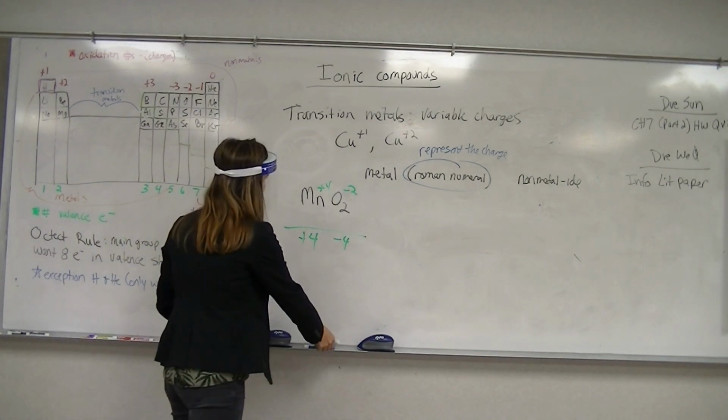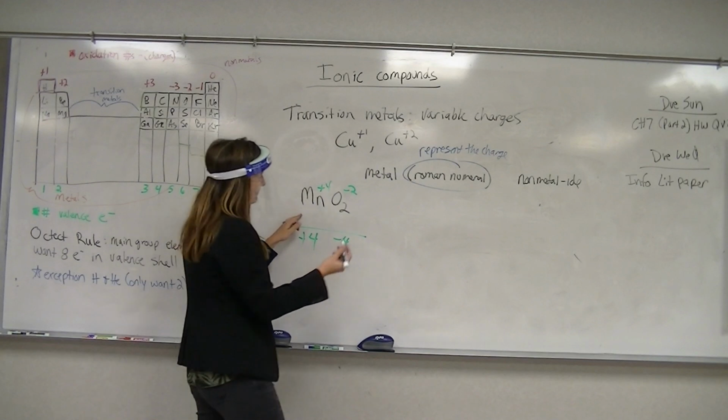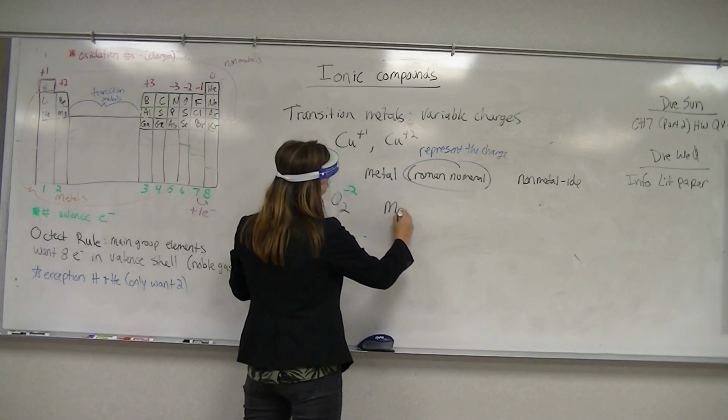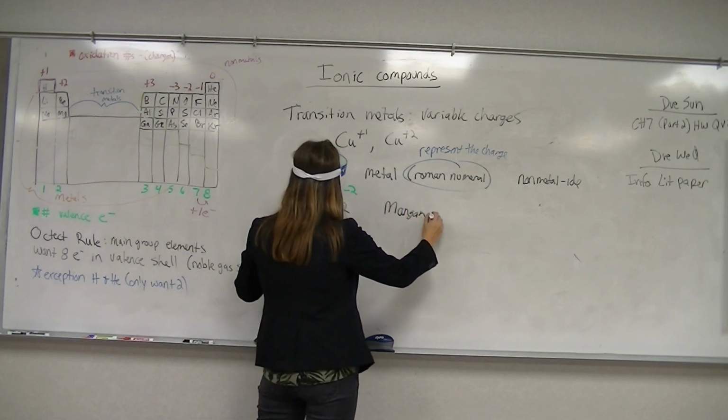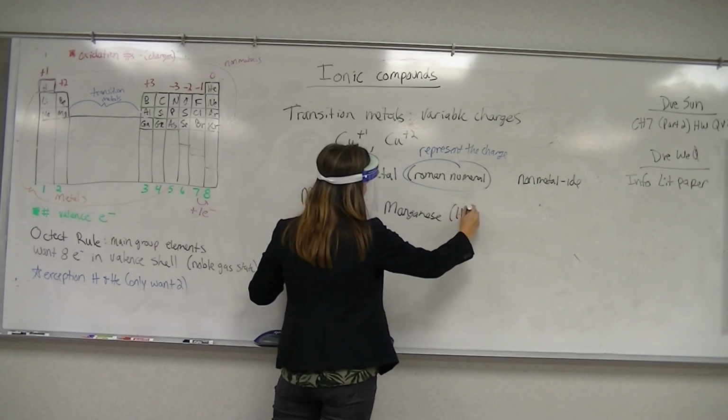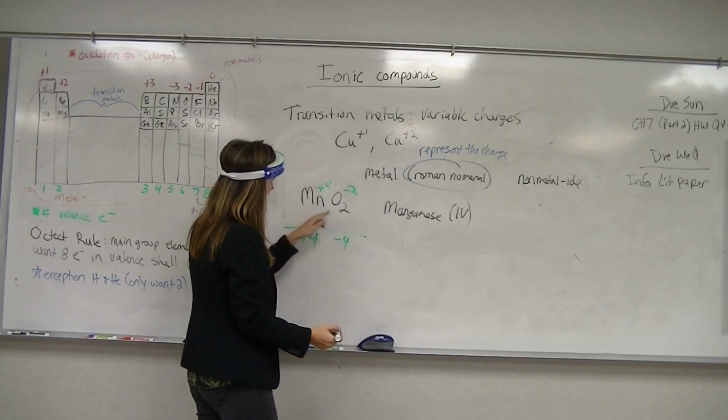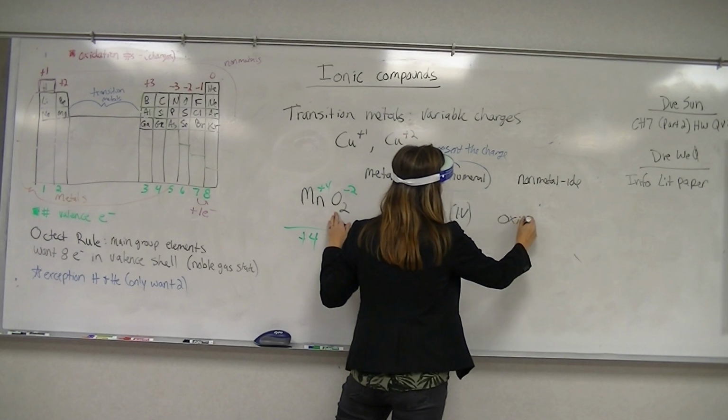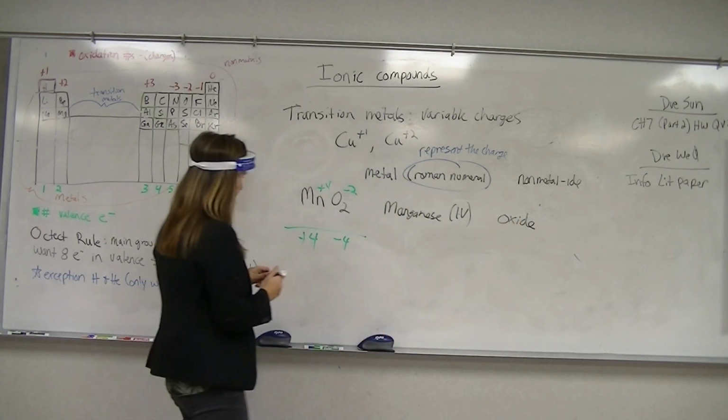Just like the last one, essentially, we're writing manganese this time, then 4 in Roman numerals, and oxygen becomes oxide.